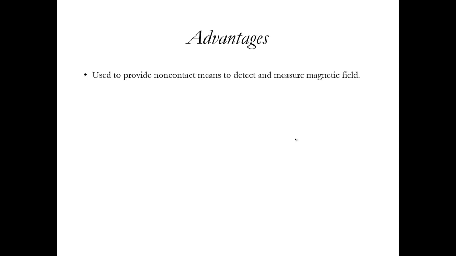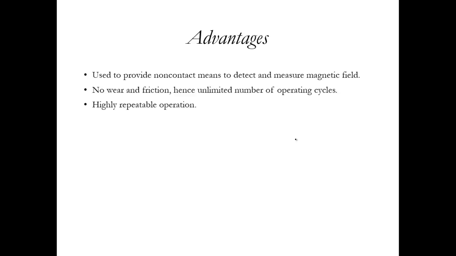The greatest advantage about Hall effect sensors is that they are non-contact. So they don't contact the way limit switches do. They just come near to the magnetic material, or the magnetic material comes near to the Hall effect sensor. That's it. So you don't have to contact, which means there is no wear and tear on this type of sensor. That means we have no wear and friction. So hence unlimited number of operating cycles. So it has a highly repeatable operation.